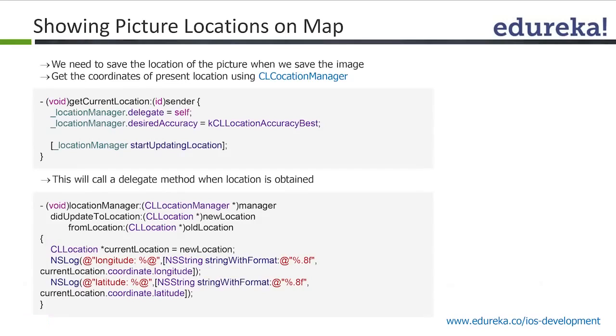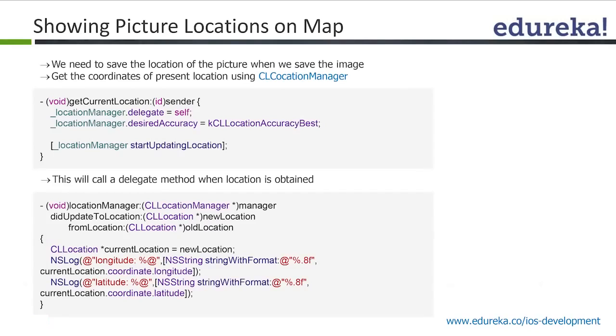whenever there is a change in the location, you will get a call to the method called didUpdateToLocation fromLocation. This is the delegate method present in the Core Location framework, and you will get called with your new location and the old location. This location is a CLLocation object. It will consist of latitude, longitude, altitude, and all the things that are required for your location. It will also have the accuracy.